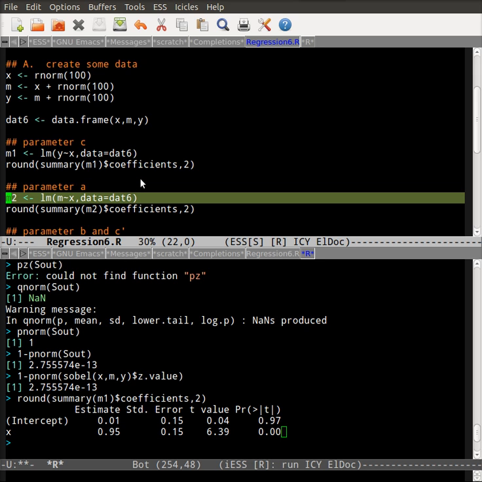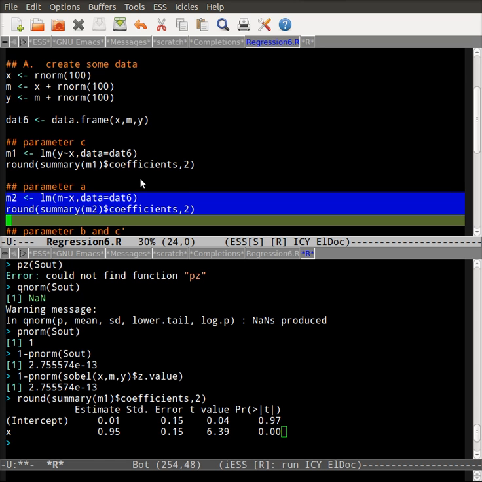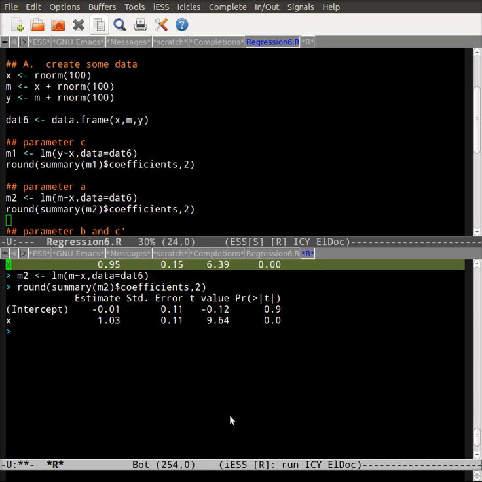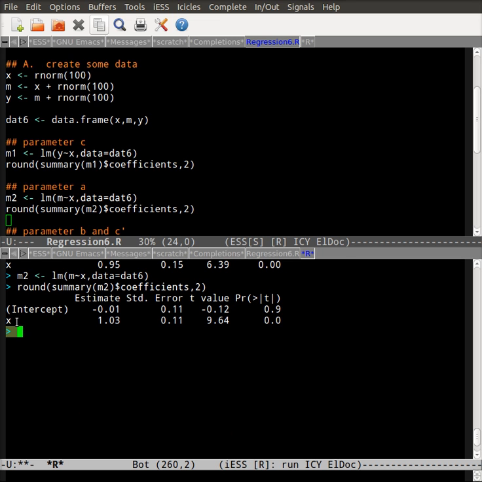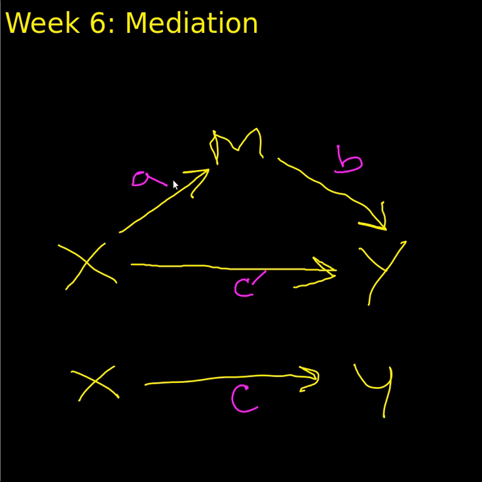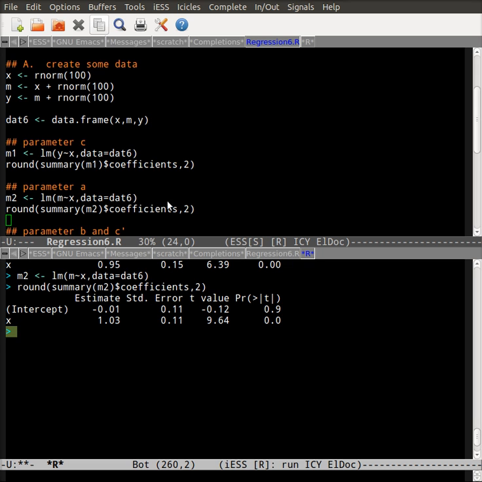The first thing I'm going to do is test my A parameter. My A parameter tells me that there is a significant relationship between X and M. So what is that telling me? It's telling me that this effect right here is significant. So let's put an asterisk there. Okay, all right. Now I put an asterisk there, and let's move back to our results.